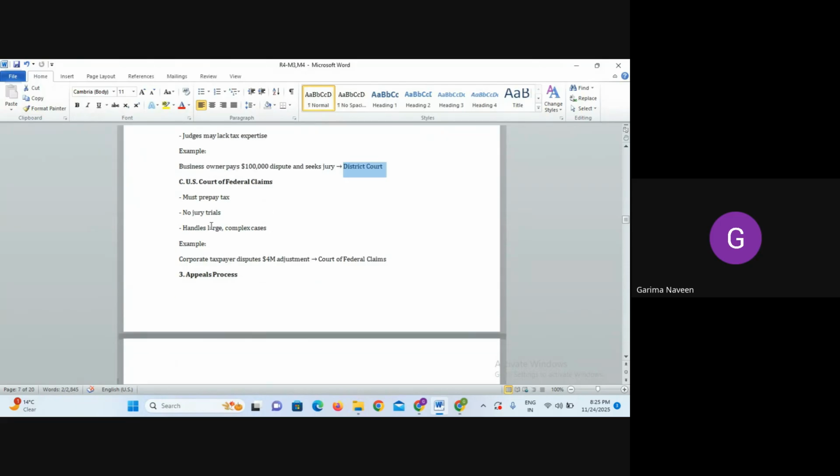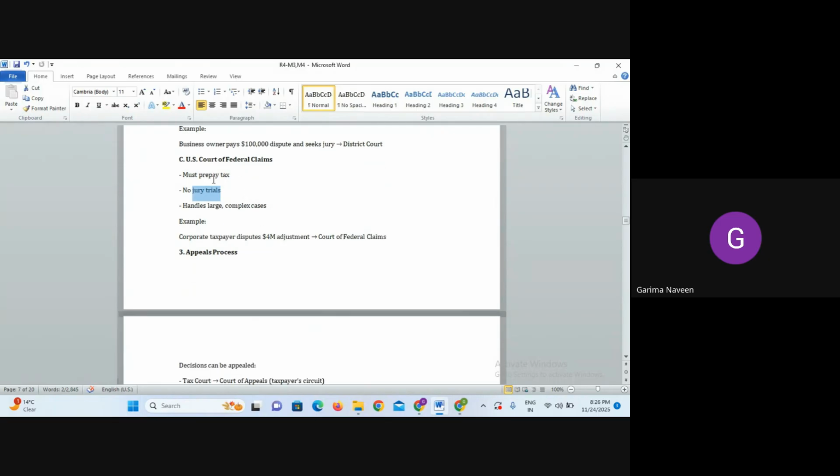So next is US Court of Federal Claims. US Court of Federal Claims basically includes all the matters which are national tax matters. Here also you have to pay first, then you may ask for refund. No jury trials are available here also.